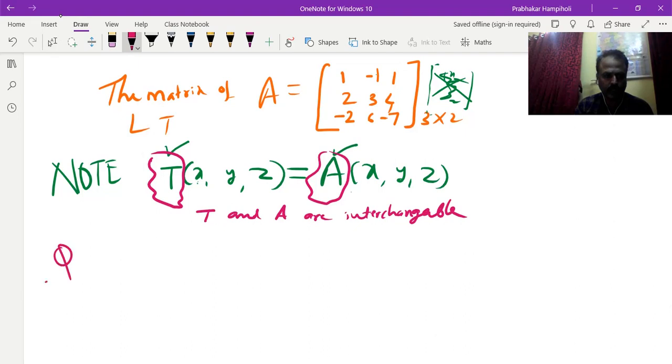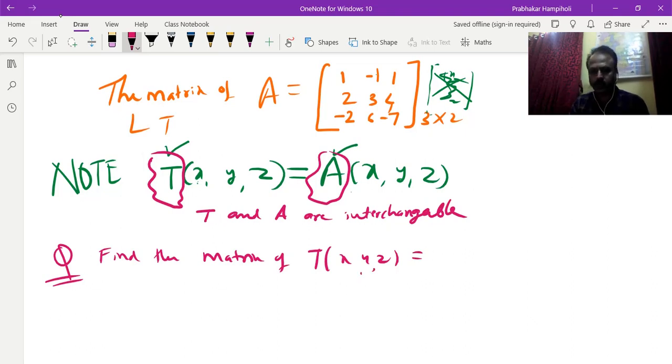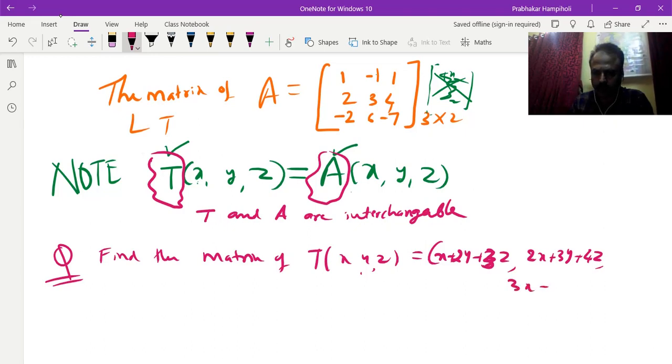Find a small question once again. Find matrix of linear transformation. Matrix of T of x, y, z, with some mind, this new example I am giving you: x plus 2y plus 3z, comma 2x plus 3y plus 4z, comma 3x plus 4y plus 5z.